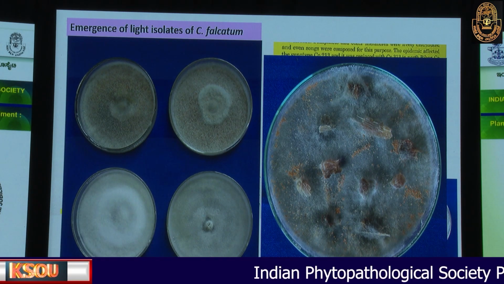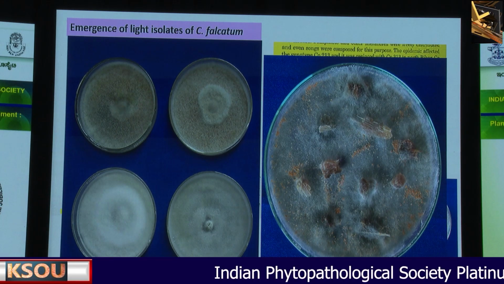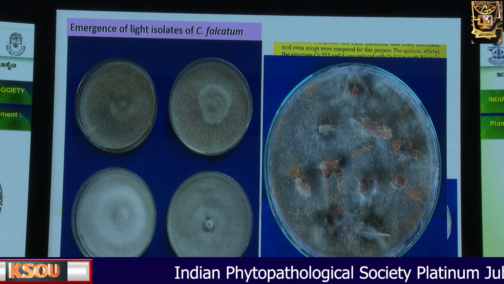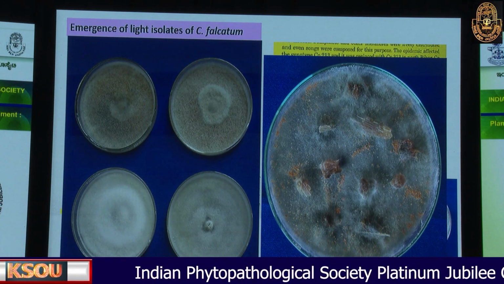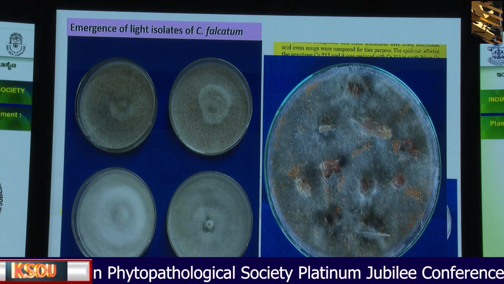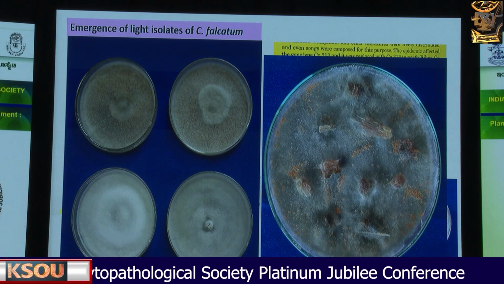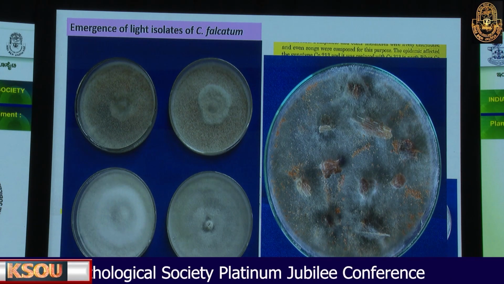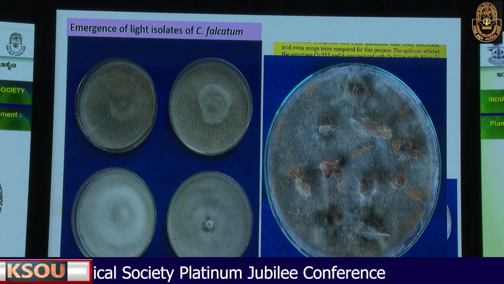When you have a collection of isolates, you will always see that some, on the top, are highly sporulating, whereas those at the bottom are almost matte type. So they are also pathogenic, but less pathogenic. So this is how we find variation.